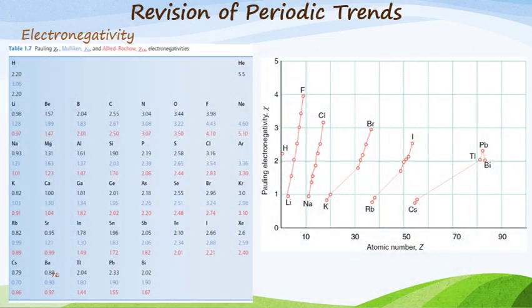Okay, electronegativities. This is quite an important characteristic for periodic trends. And the Pauling electronegativity is mostly used, and you can see that the values increase going across the periods.